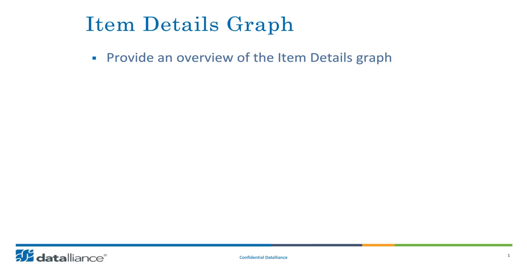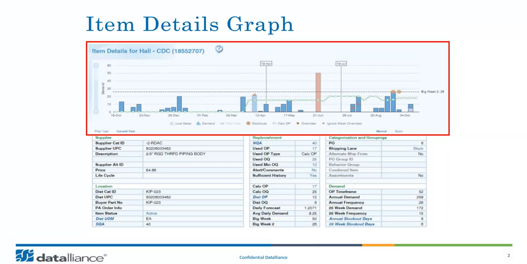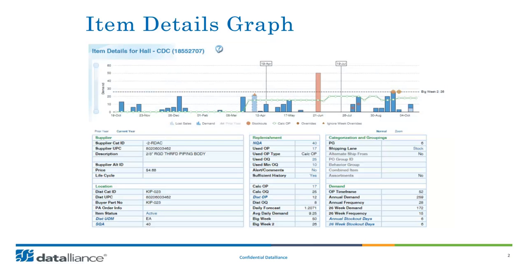The objective of this module is to provide an overview of the item details graph. The top section of the item details page is a graphical representation of the demand or usage for a part number that is used in calculating replenishment factors. It provides you with a graphical view of an individual item and allows for easy viewing of item history. This in turn allows you to make quicker decisions about replenishment.